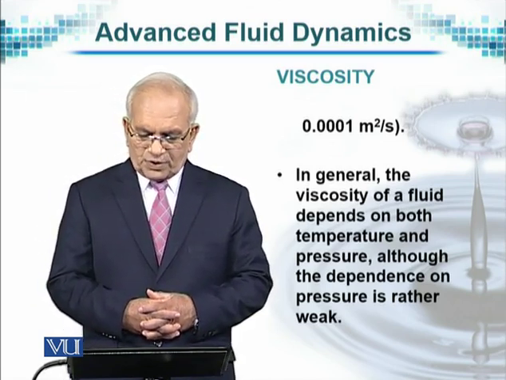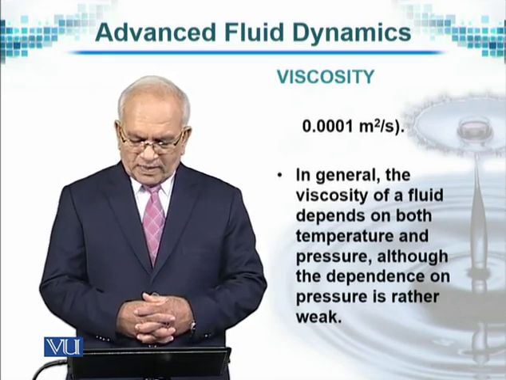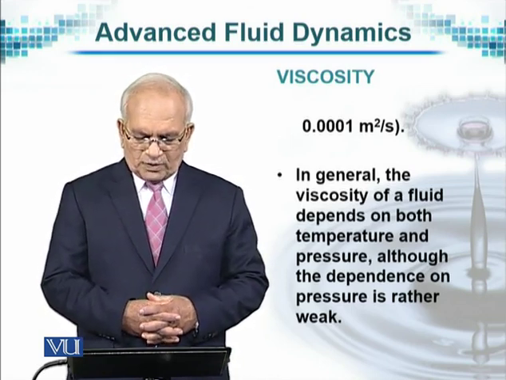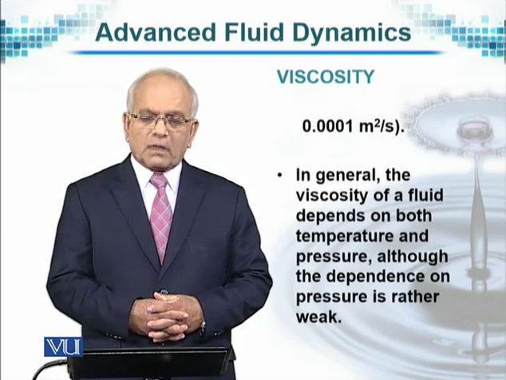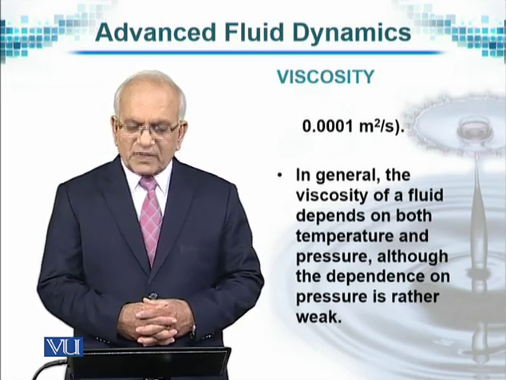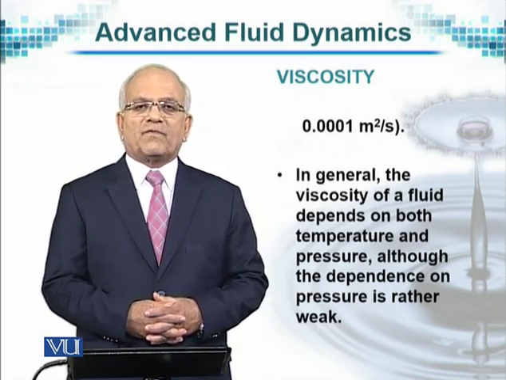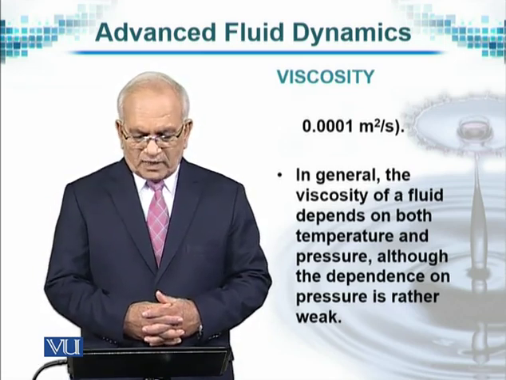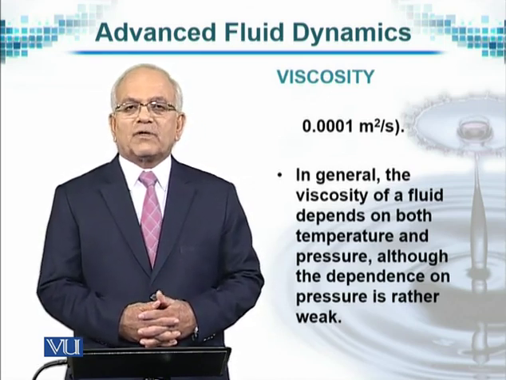In general, the viscosity of a fluid depends on both the temperature and pressure, although the dependence on pressure is rather weak. You see, if it is liquids, then it is not such a big issue, because no matter if you apply pressure, the liquid remains the same. So, for example, if the liquid is water, it will remain the same. But if these are gases, then if we apply pressure to a certain volume of gas, the density of that volume will change, and therefore the ratio mu over rho will also change because rho is changing.